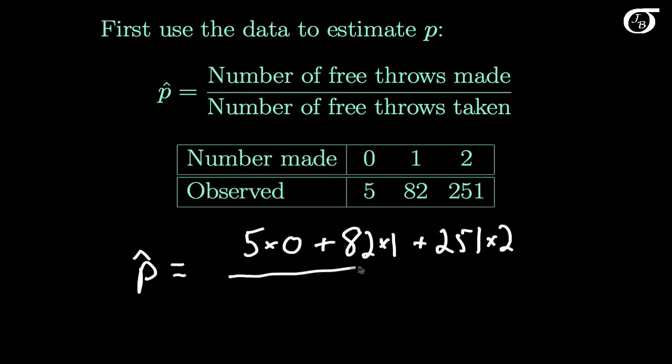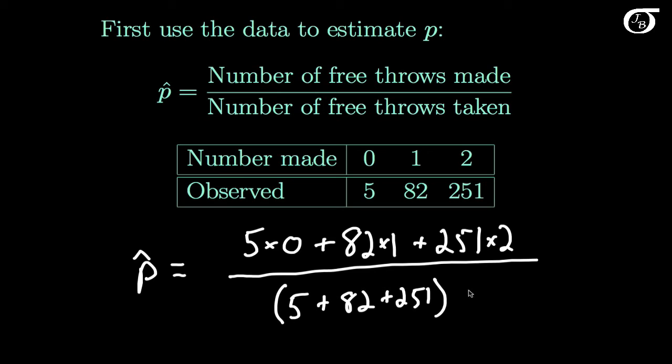In the denominator, it's going to be the total number of free throws taken. Well, if we add up the observed 5 plus 82 plus 251, we have to be a little careful because on each of these occasions he took 2 free throws. And so we need to multiply that by 2 to give us the total number of free throws taken. If we work this out to 3 decimal places, this is going to be 0.864. And that is our estimated probability of success.